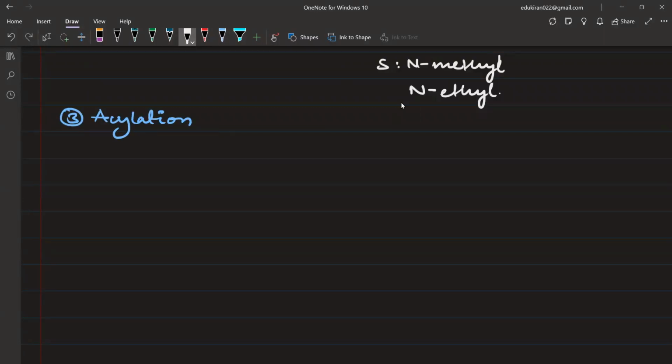Acylation. Now, the acylation reaction is given by aromatic amines and aliphatic primary and secondary amines only, and they react with acid halide, anhydride, and esters, and they form amides. Please write here acylation reaction. In acylation, we will add an acyl group here.